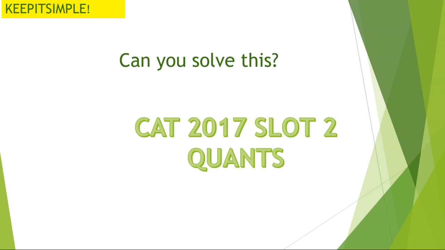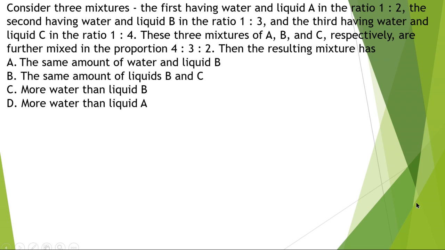Keep it simple. Let's begin with CAT 2017 Slot 2 Quant question. This is somewhat logical question. You have to infer the data. Consider three mixtures. The first having water and liquid A in the ratio 1:2. So if you want to try this question, please pause the video and solve it. After that you can match the answer.